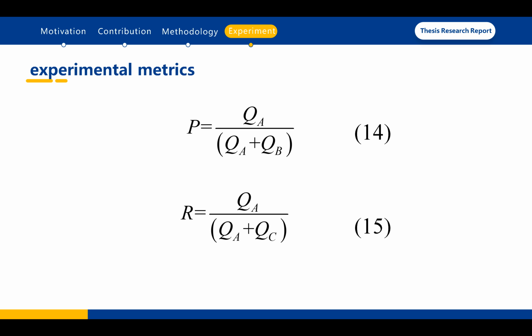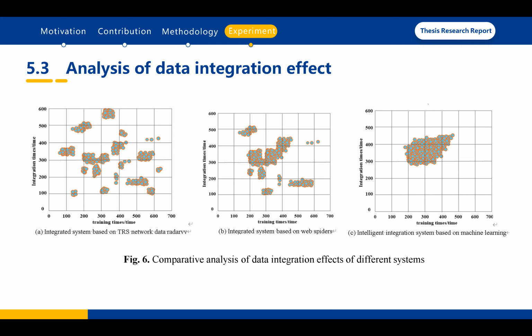In this part, we analyze the data integration effect of the multi-source industry file data integration system based on machine learning. We compare it with the integration system based on TRS network data radar and the integration system based on web spider. We use accuracy rate and recall rate of data integration results as evaluation criteria. The comparison results are shown in Fig 6, which demonstrate that the data integration effect of the machine learning-based integration system is better than that of the other two methods.